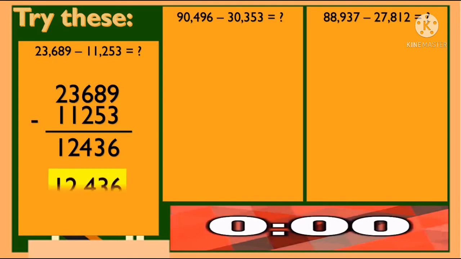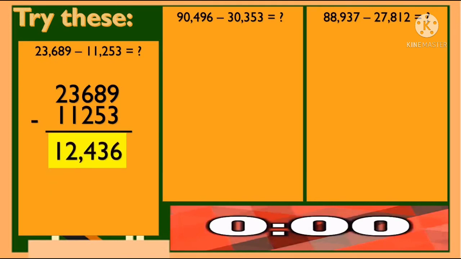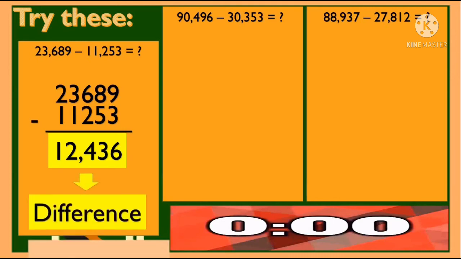Good job. This is 12,436. Now, what do you call the answer in the subtraction process? The answer is what we call difference. Okay, so the difference between these two numbers is 12,436. Did you get it correctly? Good job. Let's proceed to the second one.